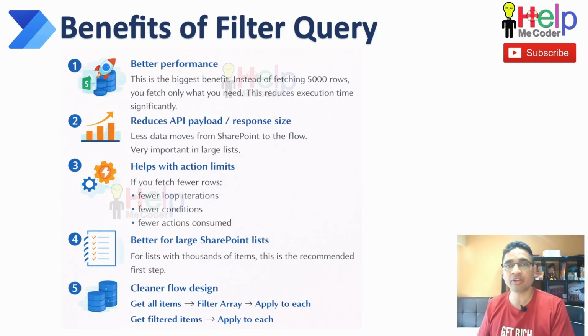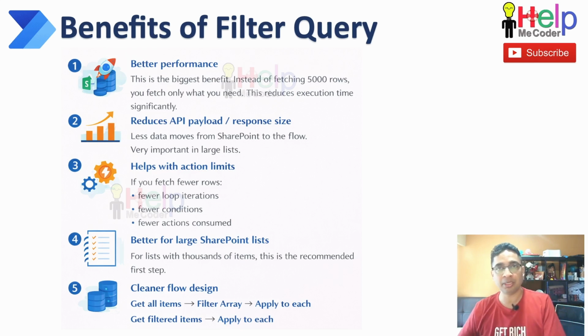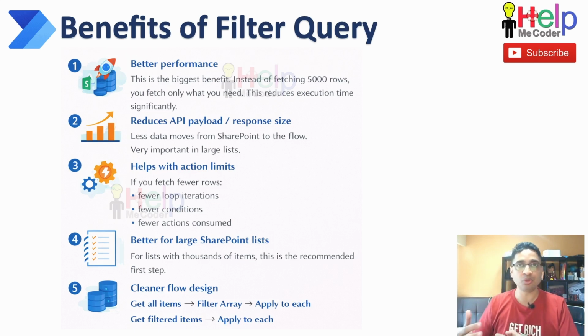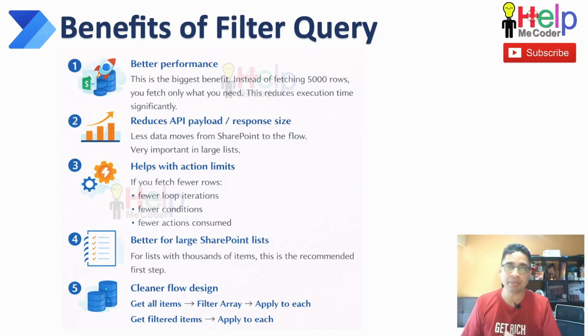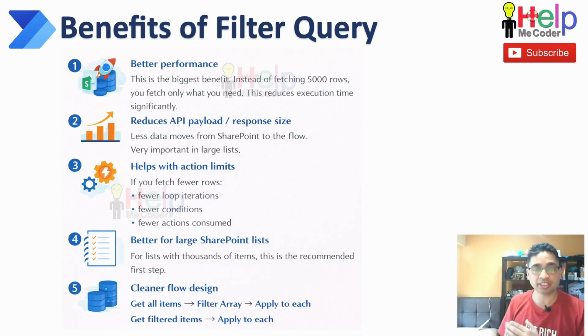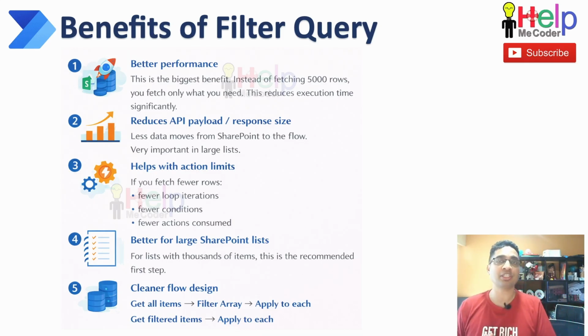Reduce API load and response size. Surely when you request a smaller set of data, the API load when the answer is returned back to you will be significantly less. The third point is that it helps with action limits. Fewer actions are required.